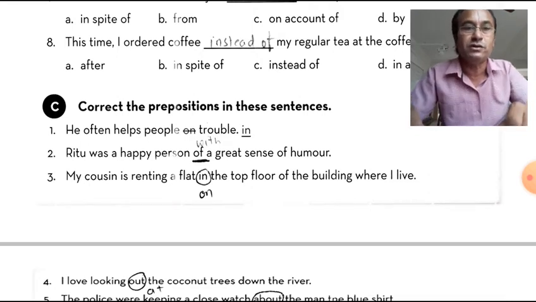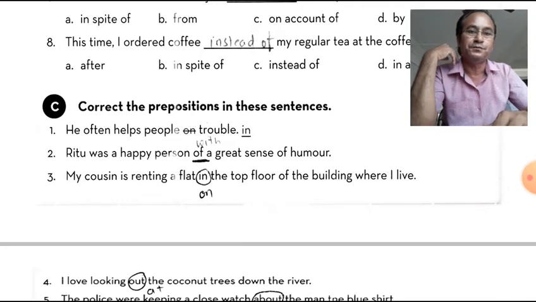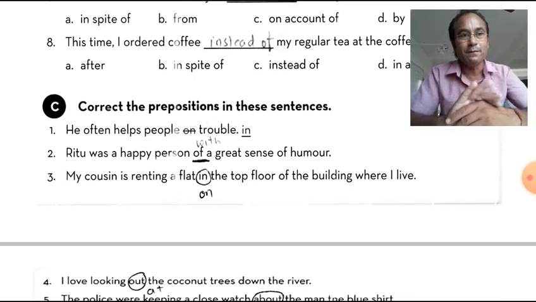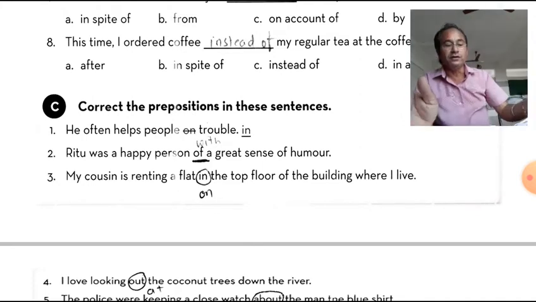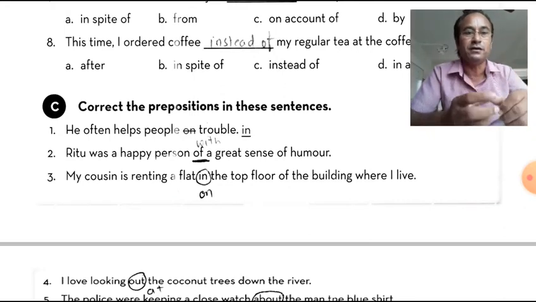Now, correct the prepositions in the sentence. He often helps people in trouble: on trouble or in trouble? In trouble. वो ट्रबल में, ट्रबल के ऊपर नहीं, तो ये मीनिंग देख के हमें आंसर देने हैं. Ritu was a happy person with a great sense of humor. With, यहाँ पे हमें with यूज करना होगा कि उससे, उसके अंदर ये है, accompany है.